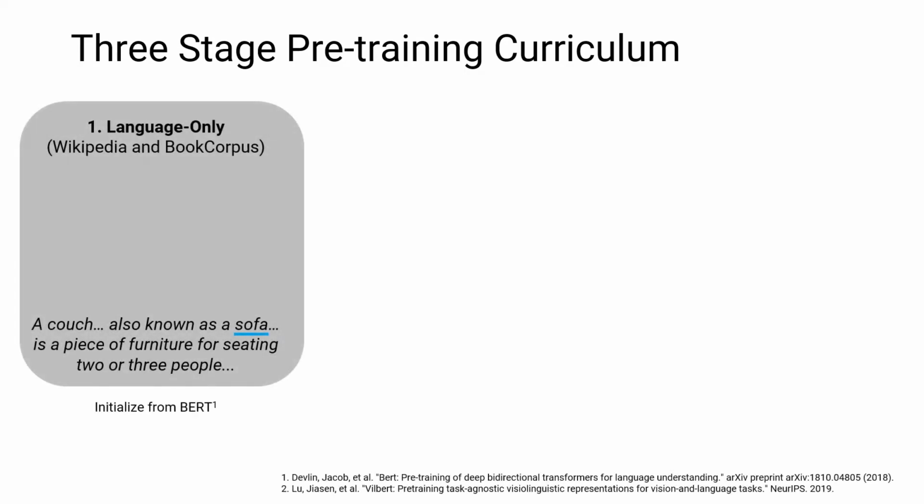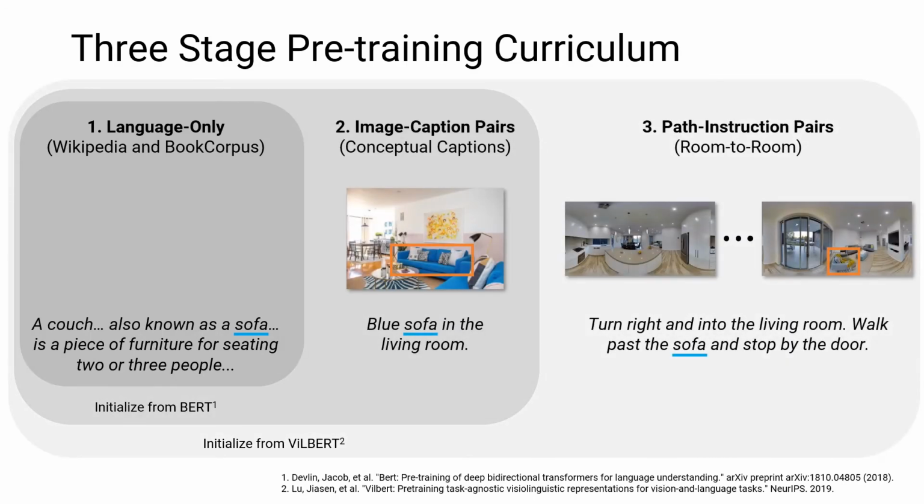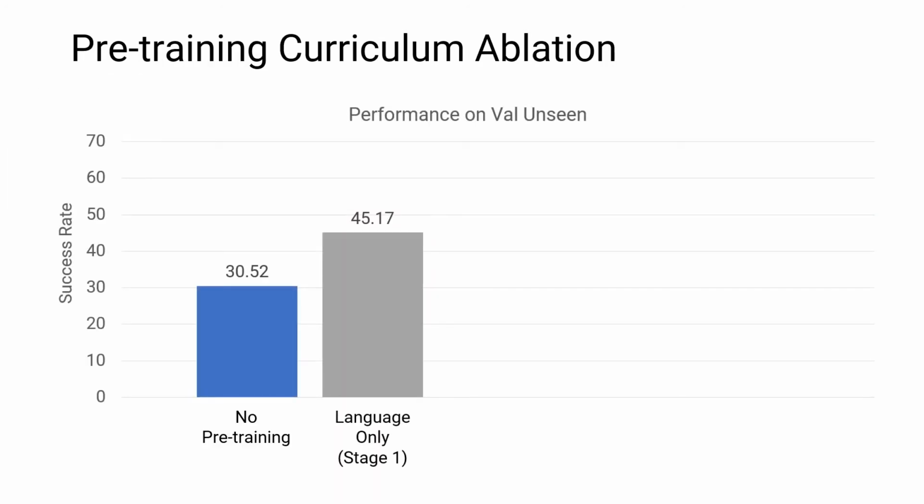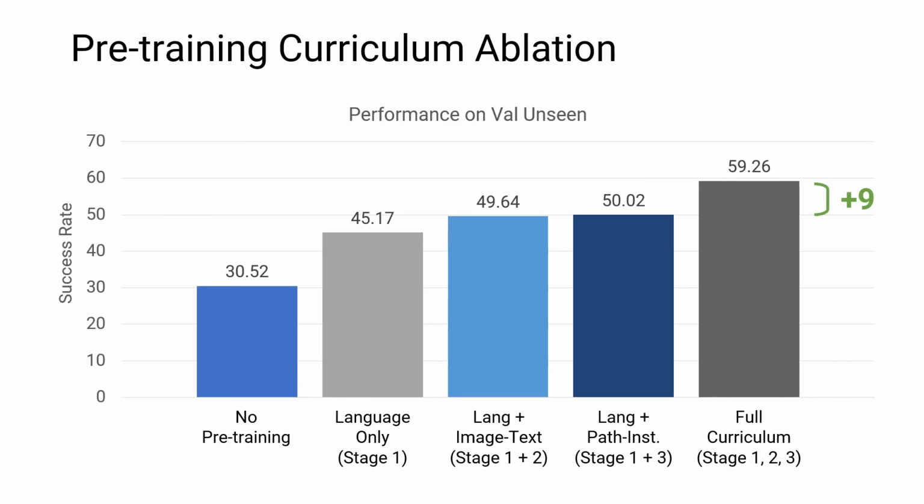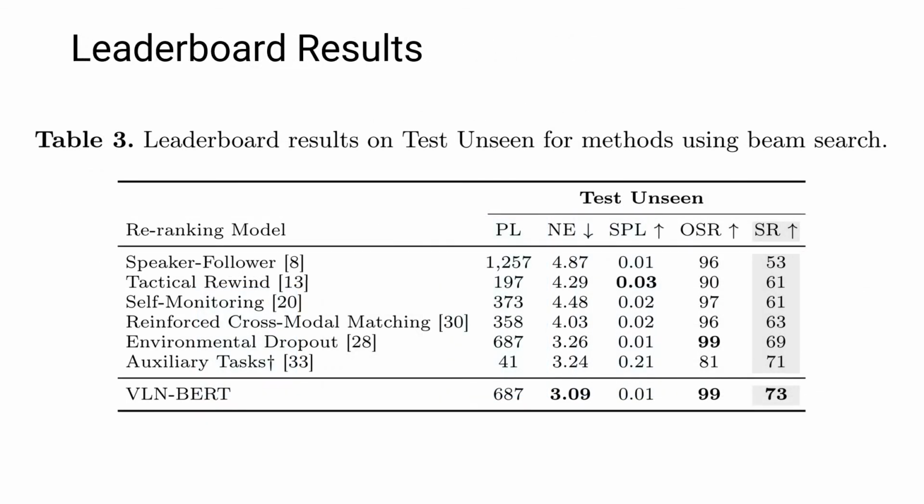To train our model, we propose a three-stage training curriculum where we progressively train on language data, static image caption pairs, and sequential path instruction pairs. We ablate this training curriculum and find that language-only pre-training improves performance over a no pre-training baseline. We also find that independently, stages 2 and 3 lead to another 5 absolute percentage points of improvement. Finally, when we combine all 3 stages, we see further synergistic effects, with another 9 absolute percentage points of improvement. Additionally, VLN-BERT's ensemble model performance improves substantially over the prior state-of-the-art on the VLN leaderboard.